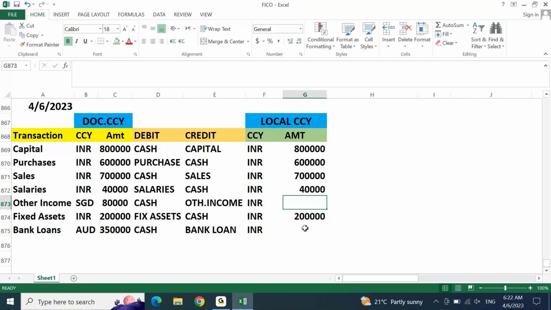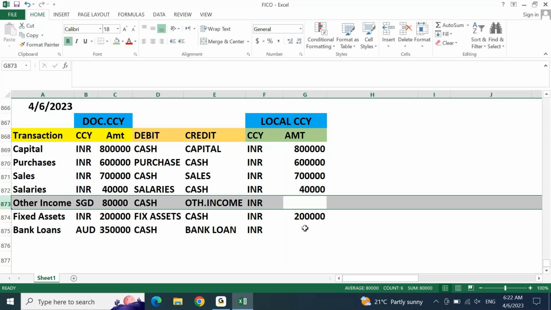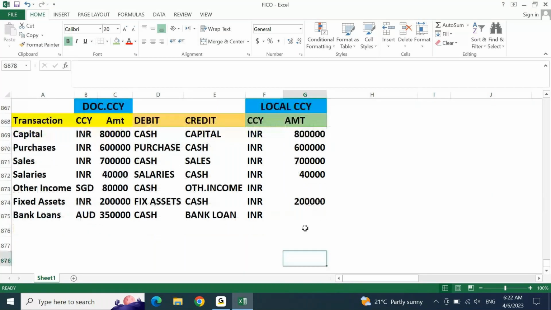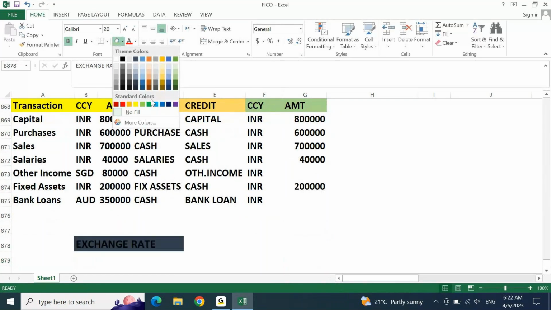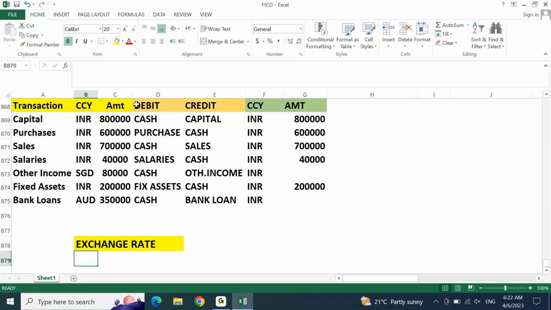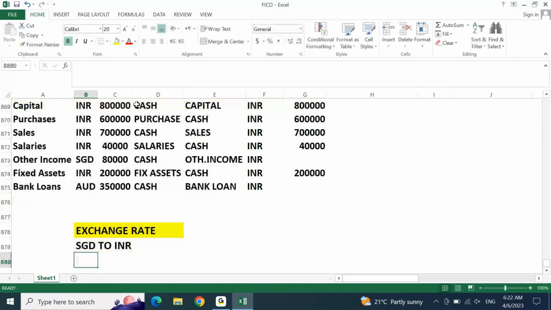Now, if you look at other income, in which currency is it currently available? Singapore dollar. To do this, what do we need? You need the exchange rate of which currency pair? SGD to INR. Right. Now, let's say exchange rate. Now, this is mandatory. In this exchange rate, you have two pairs. First one is SGD to INR. Second one is AUD to INR. Is this correct?